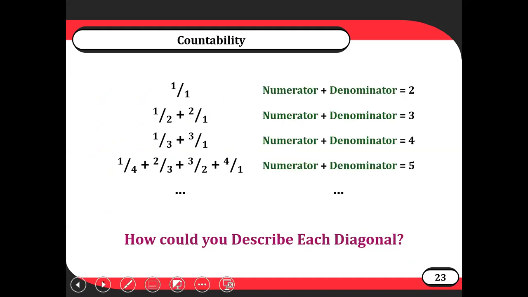So how can we describe each diagonal? In the first diagonal, we take the numerator and the denominator and add them together, it doesn't even have to be the lowest form, and we get 2. In the second diagonal, we add the numerator and the denominator and we get 3. The third diagonal, we add and we get 4. In the fourth diagonal, each of these sums up to 5.